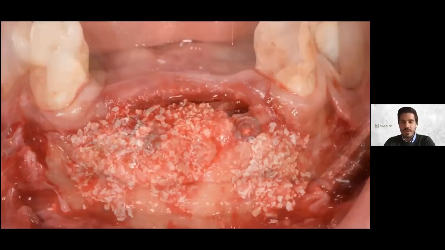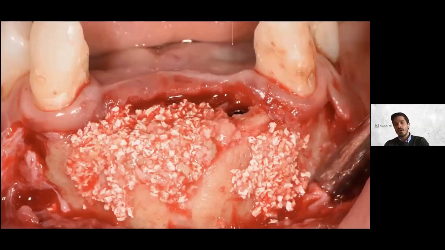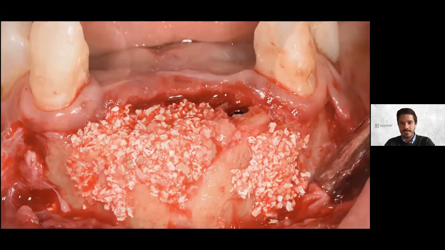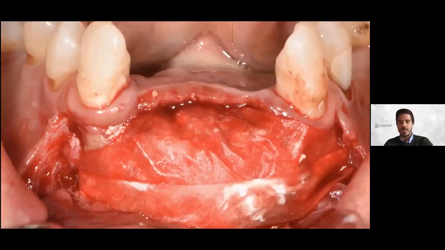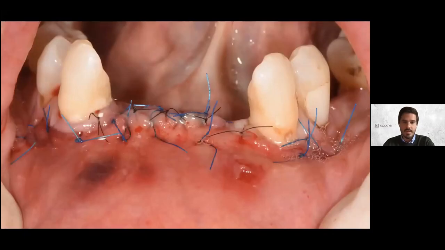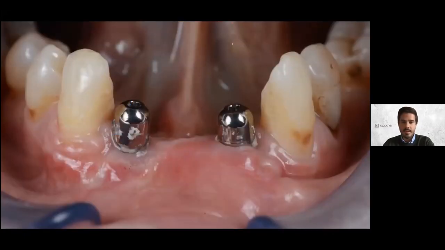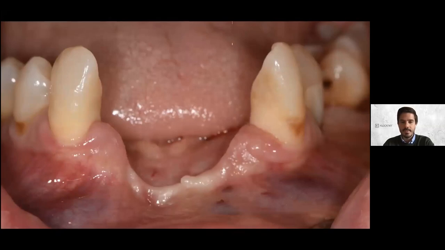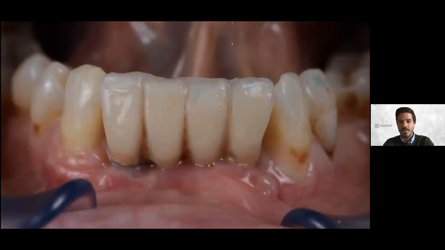a little regeneration of those defects caused by the implant of the screws search in this case. We regenerate also with another pericardium membrane, and we finalize the case like this with the suture. This is the healing, and this is before, and this is after, with the provisional restoration.